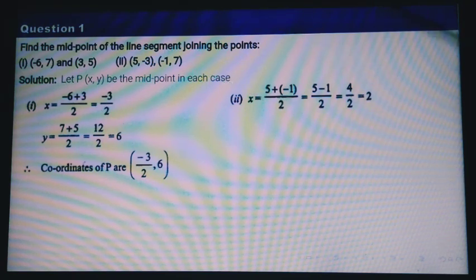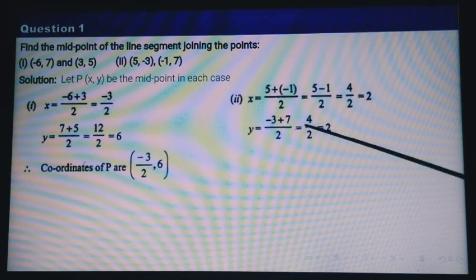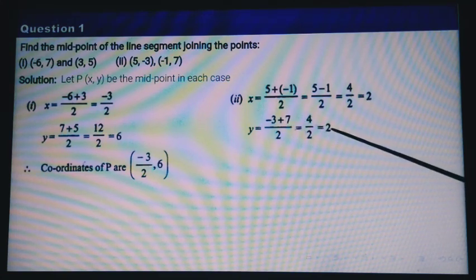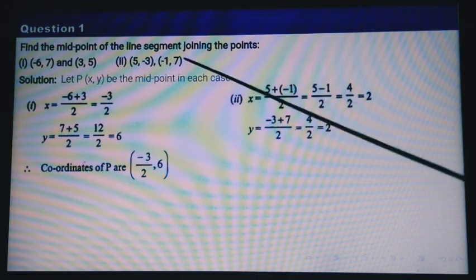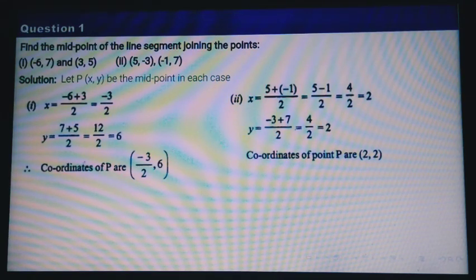Similarly y will be y1 plus y2 whole divided by 2, that is minus 3 plus 7 whole divided by 2, which is 4 by 2. Again I am getting 2, so x and y both are 2, so the midpoint of these two is going to be 2 comma 2. So pause the video to note down.